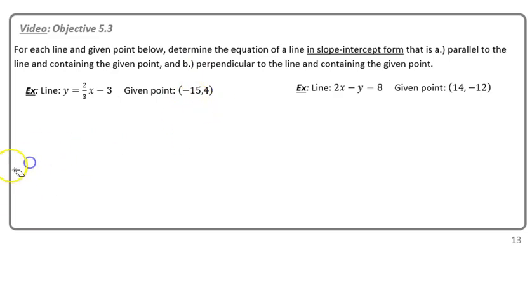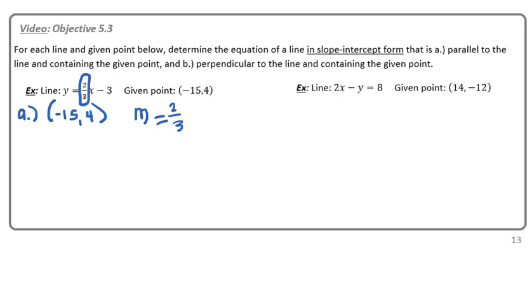The line we're going to write the equation for contains negative 15, 4, and it is parallel to the line that has this equation. So A. We're given the point negative 15, 4, and we can figure out the slope we need. The slope of the line that we're going to write the equation for is exactly the same as the slope of this line, because we're writing the equation of a line that is parallel to this equation. So it has the exact same slope, 2/3.